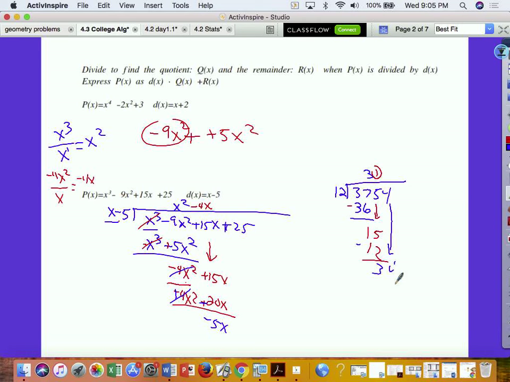Bring the 4 down. Bring the 25 down. Twelve divides into 34 2 times. All right, what is going to be the term in the constant? Divide the front term by the front term, and that's negative 5x divided by x. That's negative 5.